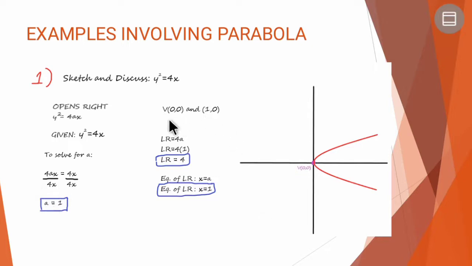Since the vertex is at the origin, based on this equation the focus is (1, 0). Next we find the latus rectum. Since a is 1, replace it, so 4 times 1 is 4. The equation of the latus rectum is x is equal to a, so the equation is x is equal to 1. So this will be your graph.